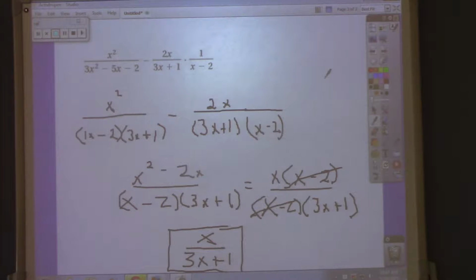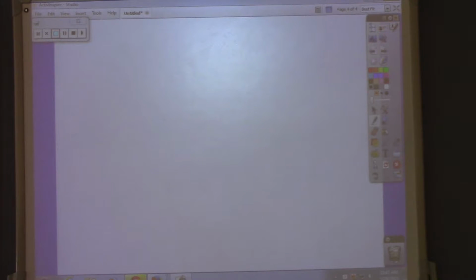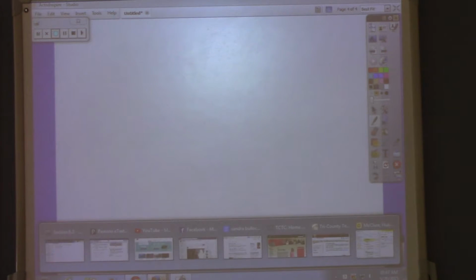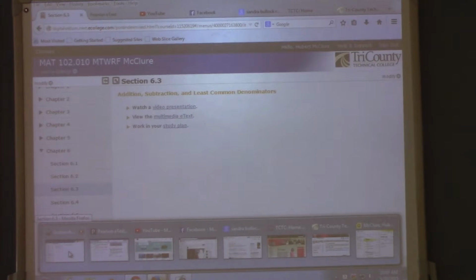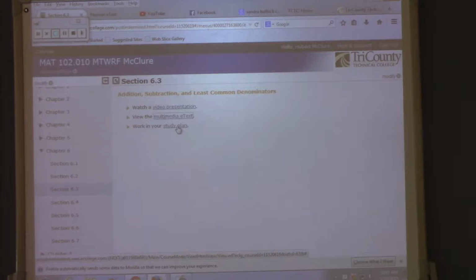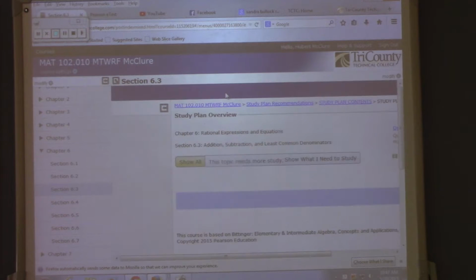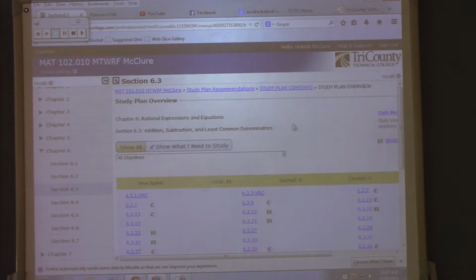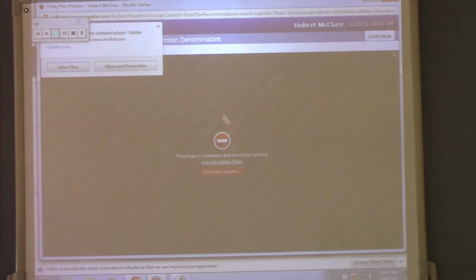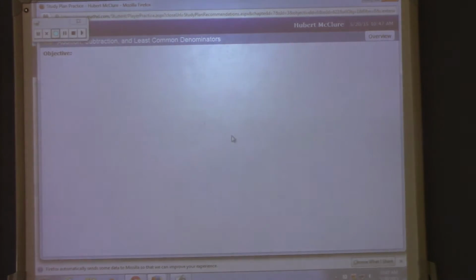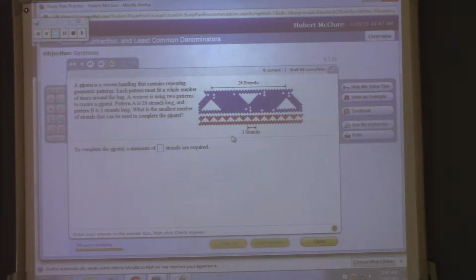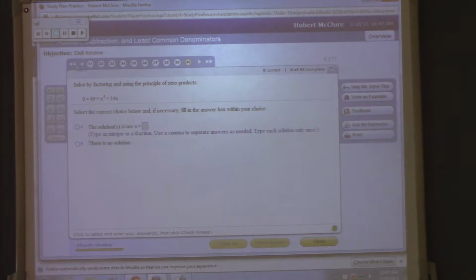Can we do another problem like that? Yep, see if I can find one. Let me get one off the homework. Let's do your homework for you. How about that? I figured that. Let's go to the last problem. They're usually the more challenging problems.